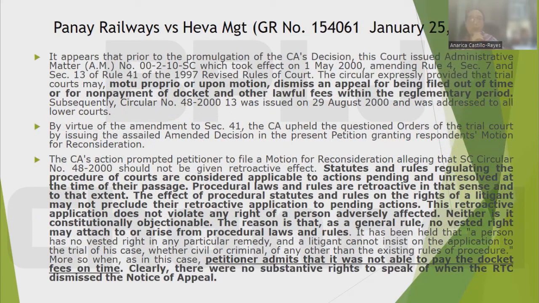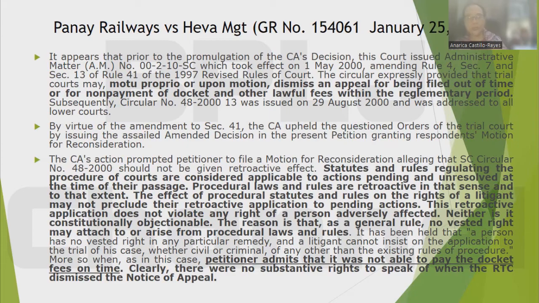We have the case of Panay Railways versus Heba Management. This is a case involving non-payment of docket fees. Can the procedural rules be relaxed in case there was a failure to pay the docket fees within the reglementary period? The Supreme Court said in the case of Panay Railways, statutes and rules regulating the procedure of courts are considered applicable to actions pending and unresolved at the time of their passage. Procedural laws and rules are retroactive in that sense and to that extent.